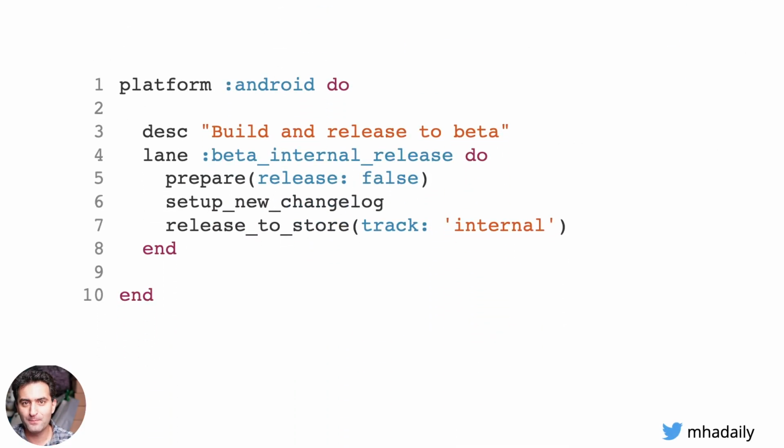Here is an example. A lane can be a composition of several lanes as well. For example, here we're writing a lane for building an internal release for beta testers. So we have a lane of prepare, set up a new changelog, and another one, release to store. These are the other lanes inside this lane. They are all common functions, perhaps, that we can reuse for different lanes.